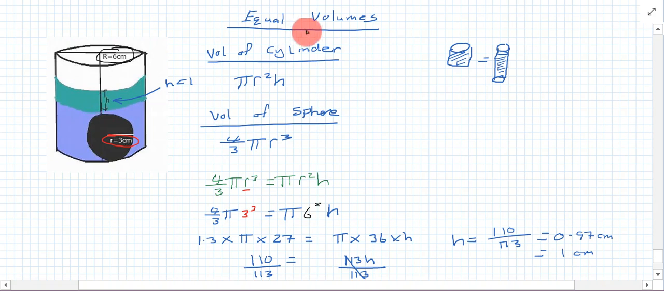So that's equal volumes. Again, you can have many other different variations of this with different shapes, but it all kind of boils down to the same thing. Basically, all you have to do is let one of the shapes' volume be equal to the other, and then from that you can work out whatever the question asks you for. In this case, the height of our displacement.